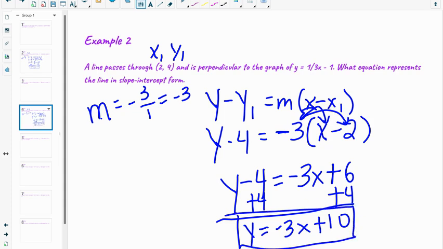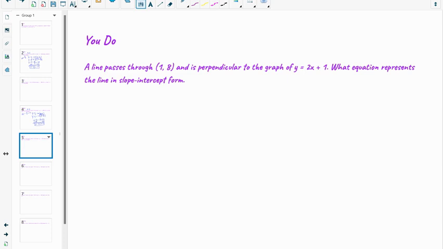Okay, so let's take note so far. We're not really doing anything new. We talked about slope of parallel and perpendicular lines the other day. Slopes will always be equal for parallel lines, and for perpendiculars, it's opposite reciprocal. But writing equations out in point slope form and then transitioning them to slope intercept form is something we've done many times. So go ahead and do the you do, and then check back for an answer.